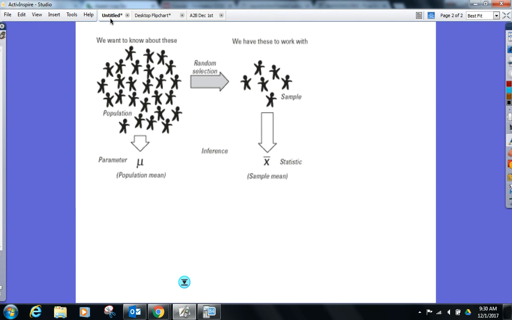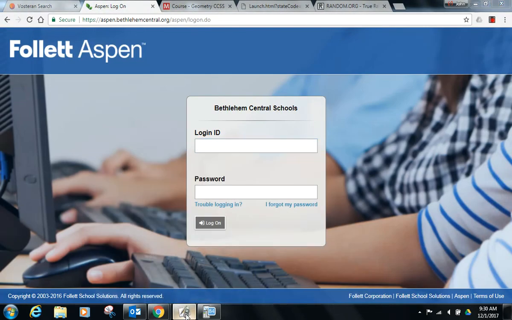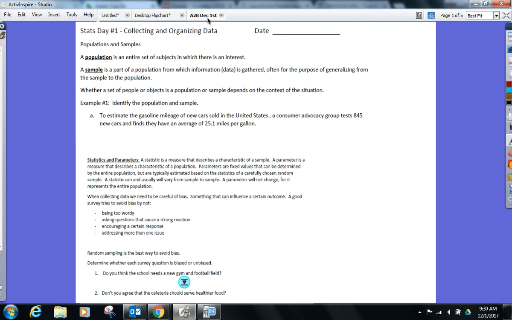Okay, everyone good? Population versus sample. Population is everybody; sampling is taking a few people from the population. All right. And then let's answer one. Identify the population and sample in my example here. So I want to estimate the gasoline mileage of new cars sold in the U.S. So I take 845 new cars and find they have an average of 21.5 miles per gallon. So what's my population? What's my sample here?